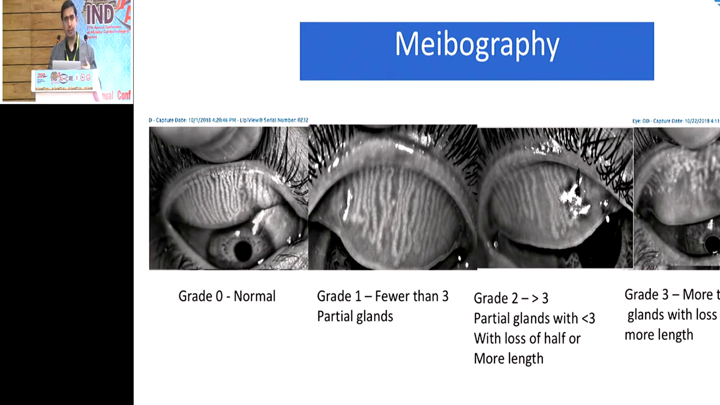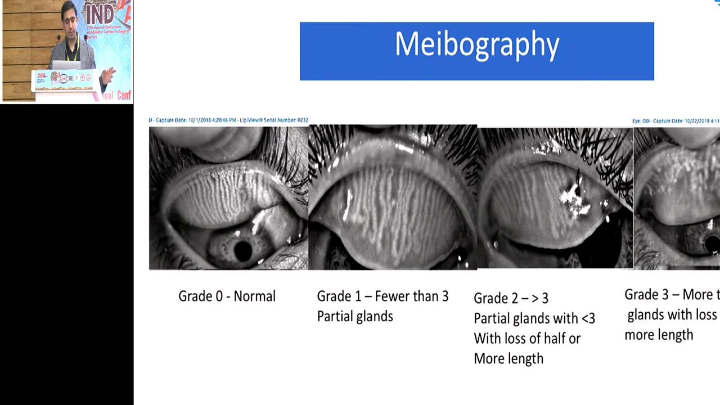Coming to meibography, this is what I was talking about, which Natasha asked just now. Meibography is done by any infrared source which enables you to look at the meibomian gland architecture. You do not require a specific device for this, although there are various devices available in the market which are very easy to use. They help you quantify the amount of gland dropout, etc. But you can even do this with an autoref in your clinic because it has an infrared source.